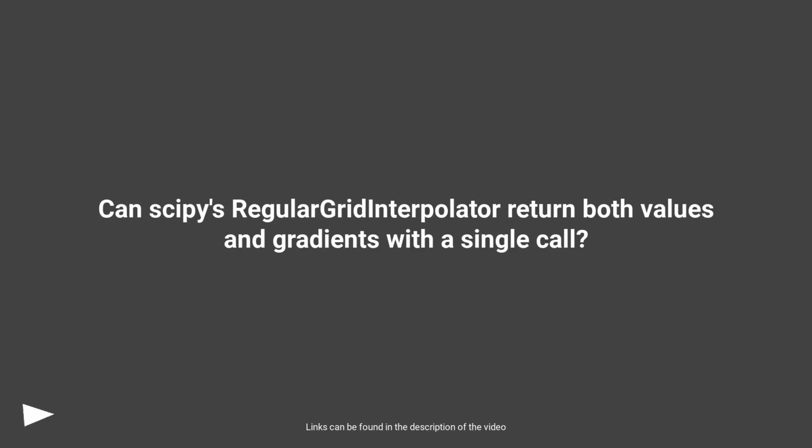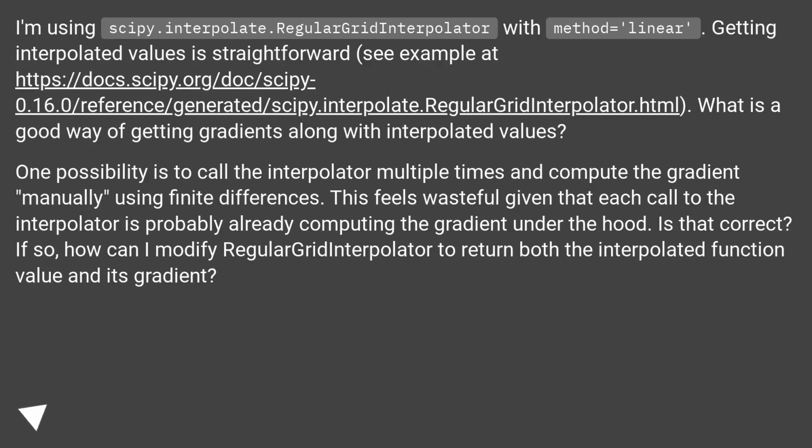Can scipy's RegularGridInterpolator return both values and gradients with a single call? I'm using scipy.interpolate.RegularGridInterpolator with method equals linear. Getting interpolated values is straightforward, see example at this URL. What is a good way of getting gradients along with interpolated values?